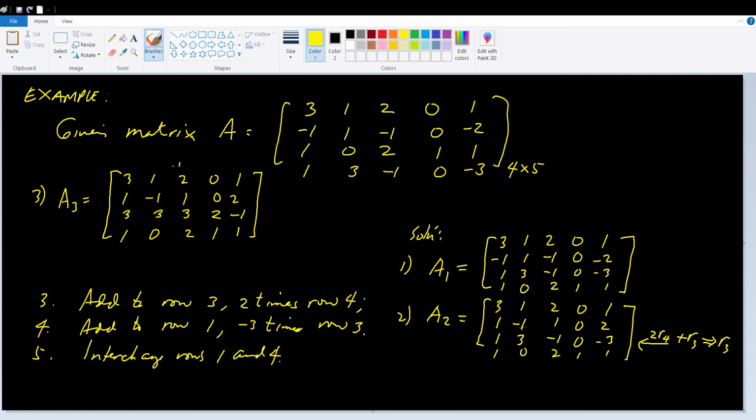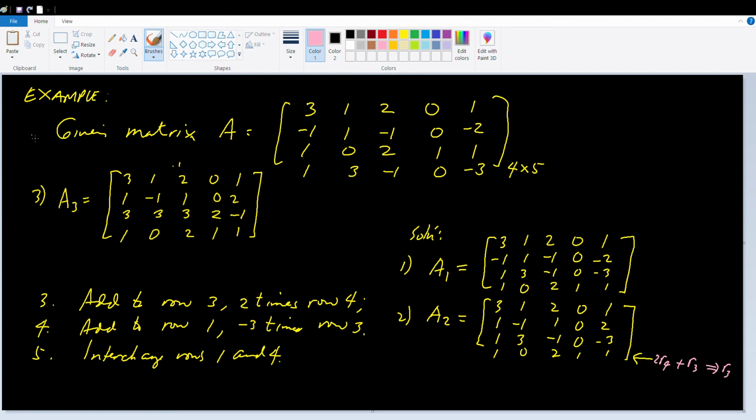So row 4 is multiplied. Let me change the position of the arrow here. Okay, so in here, you multiply row 4 by 2 and add it to row 3. The result is written in row 3. That is exactly what we have done.